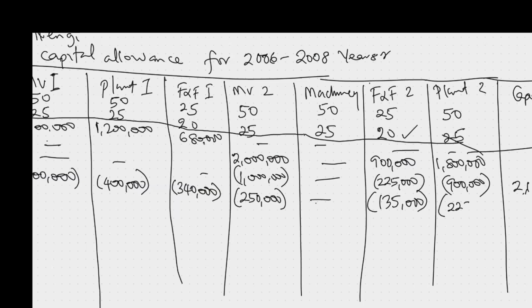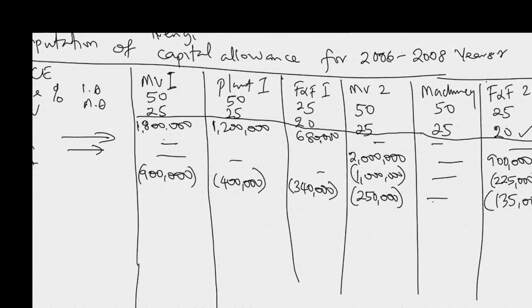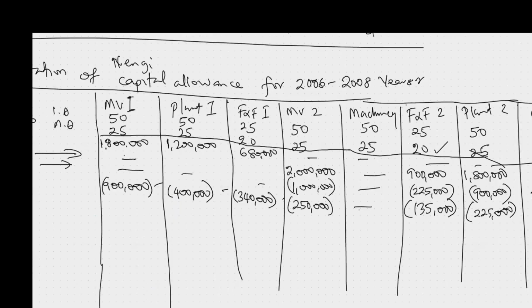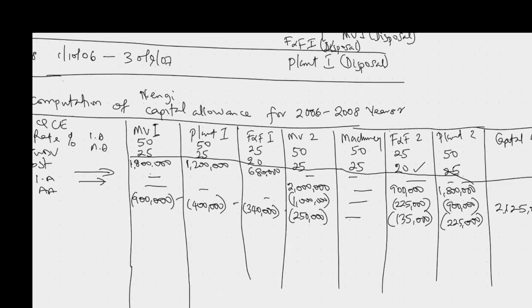So add all this together. This plus this plus this. Get me the annual allowance. We have 2,250,000. Okay. So the addition of the two. What do you have? 4,375,000.